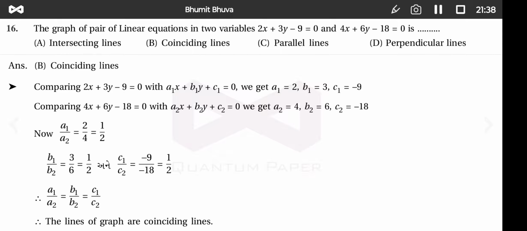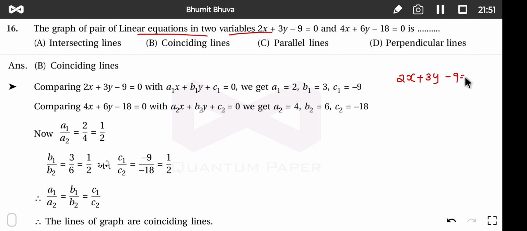Then the next question. The graph of the pair of linear equations in two variables. Okay, so two lines are given. The first one is 2x plus 3y minus 9 is equal to 0. And the second one is 4x plus 6y minus 18 is equal to 0.